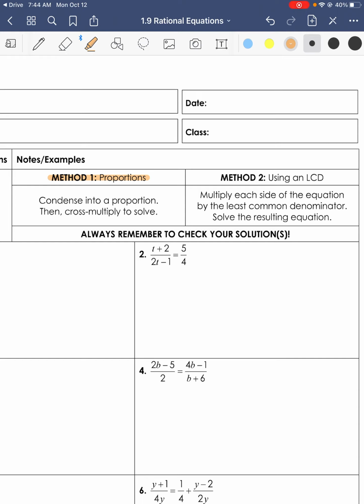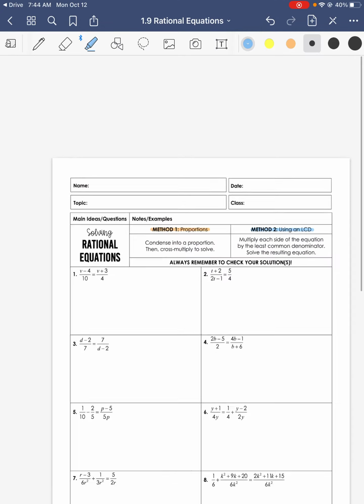And then the other method would be using a lowest common denominator. So then you would multiply each side of the equation by the lowest or least common denominator and then solve the equation that way. So basically what you're after first is getting rid of the fraction part, and then you should have a more familiar equation to solve, like a linear equation or a quadratic equation or something like that. Okay, so let's take a look at number 1 here.